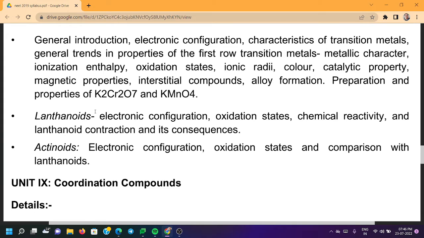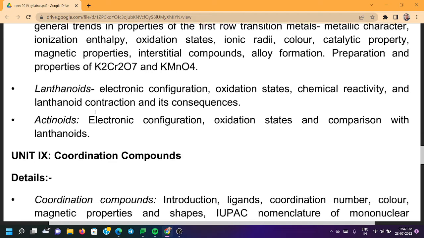General introduction, electronic configuration, characteristics of transition metals, general trends in properties of the first row transition metals, metallic character, ionization enthalpy, oxidation states, ionic radii, color, catalytic property, magnetic properties, interstitial compounds, alloy formation, preparation and properties of K2Cr2O7 and KMnO4. Lanthanides, electronic configuration, oxidation states, chemical reactivity, and lanthanide contraction and its consequences.